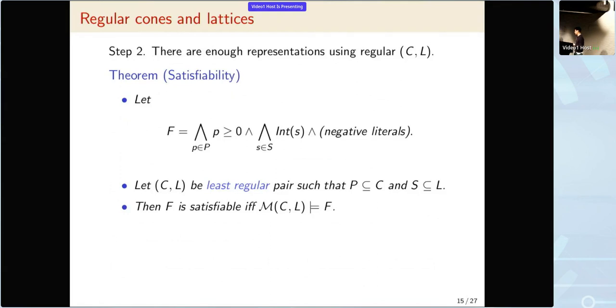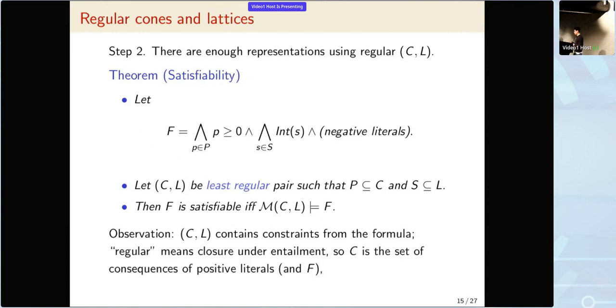So we have enough representable models. As an observation, if you look at the containment relations P subset C and S subset L, then it tells you that C and L contain constraints that come from the formula. And regular really means closure under entailment. So C is really the set of consequences of positive literals. And since our axioms are all Horn clauses, the negative literals do not generate any consequences. So C is really the set of consequences of the entire formula F. And informally for now, we will call this the consequence cone.